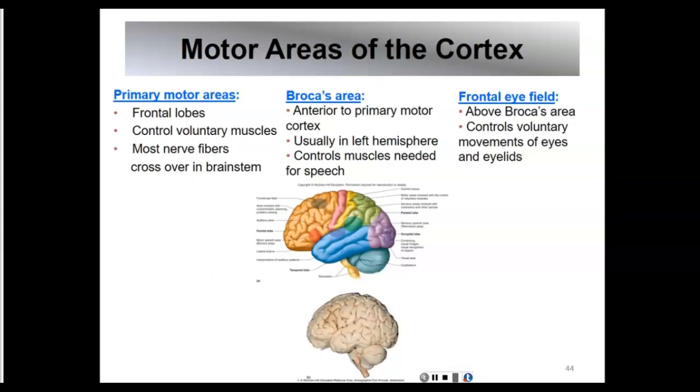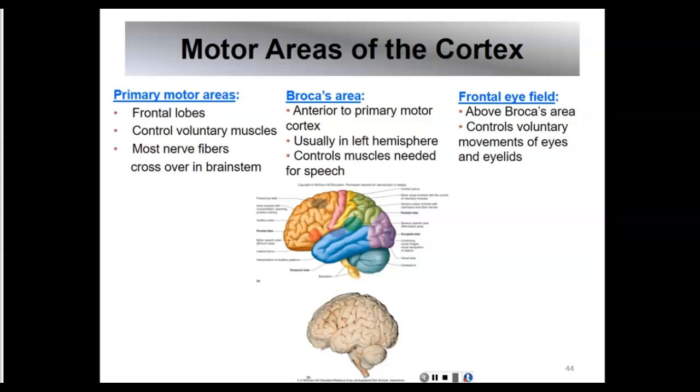Moving on to motor areas of the cortex, we have the primary motor areas of the frontal lobe. They control voluntary muscles. Most of those nerve fibers will cross over in the brainstem. Broca's area is a motor area anterior to the primary motor cortex. It is usually in the left hemisphere, and it controls muscles needed for speech.